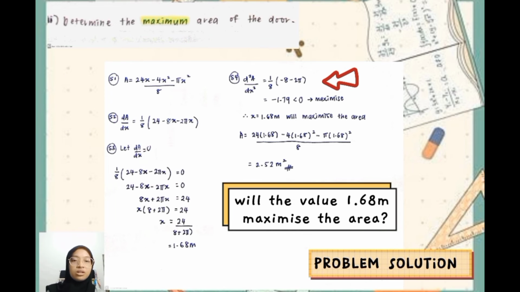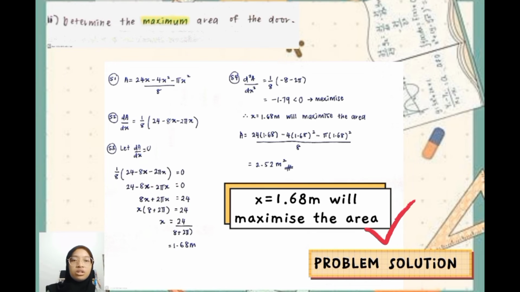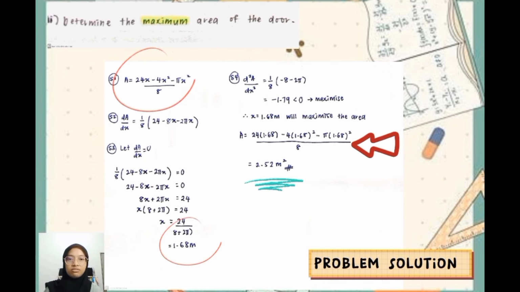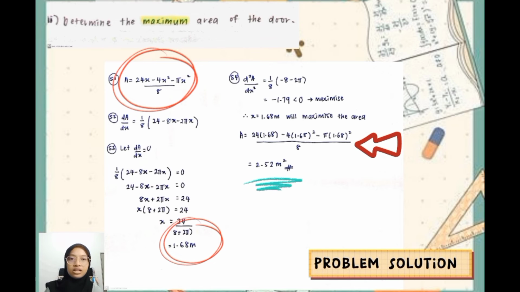So press this in your calculator and we will get negative 1.79. We know that the value is actually less than 0, so it will maximize the area. Next, we'll have to substitute the value of x here, which is 1.68, into the formula in step 1. Press in your calculator and we'll get the final answer, 2.52 meters squared.